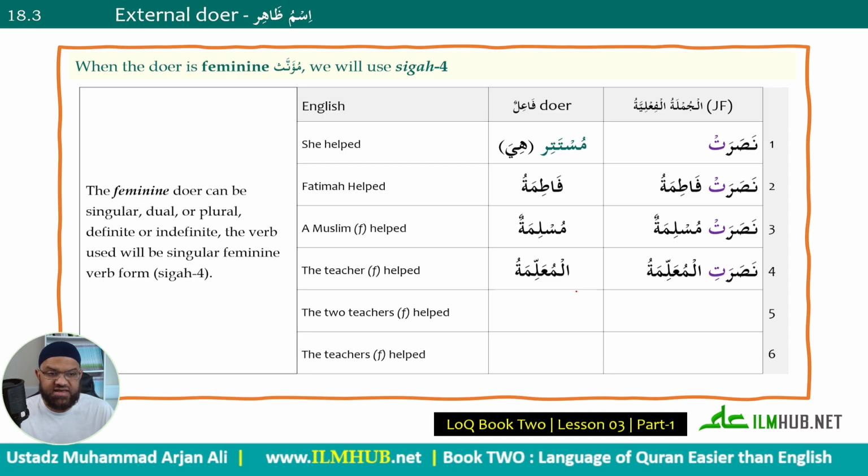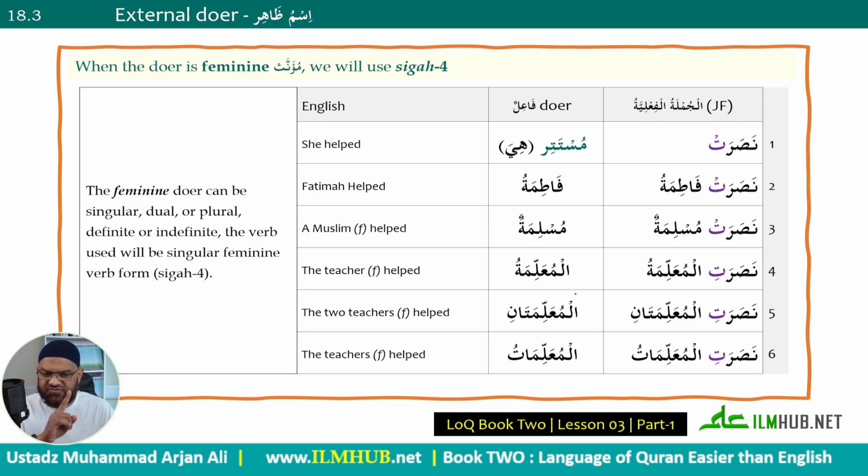So here we have Nasaratil muallimatu, who helped. The teacher, female, helped. Definite here because of al. Then we have the two teachers. Again, we have Nasaratil muallimatani. The two teachers helped. I want to say the teachers, feminine, plural, 3 or more. Again, we have Nasaratil muallimatu. Al-Muallimatu. Again, if you go back to book 1, lesson number 3, lesson number 4, where I went through the duals and plurals and singulars, inshallah ta'ala.